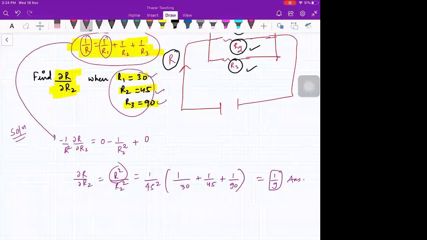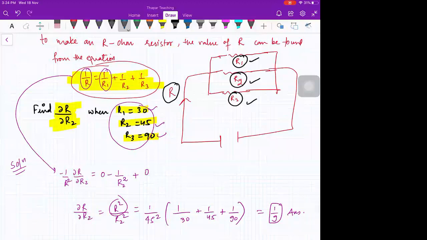Ma'am, can you explain this once again? This one, beta, the last one? Yes, ma'am. Okay, so the question is clear that this is the relation and you are asked to find curly R by curly R2. Is this clear?